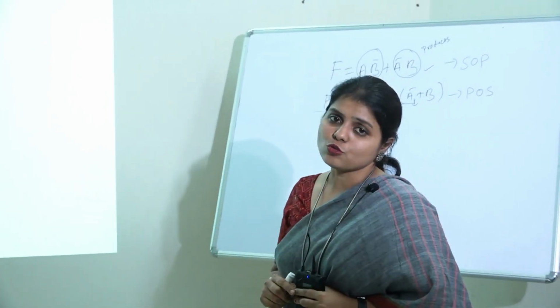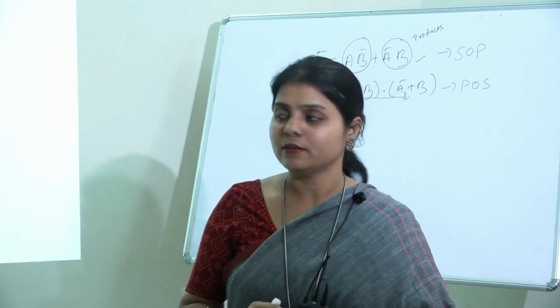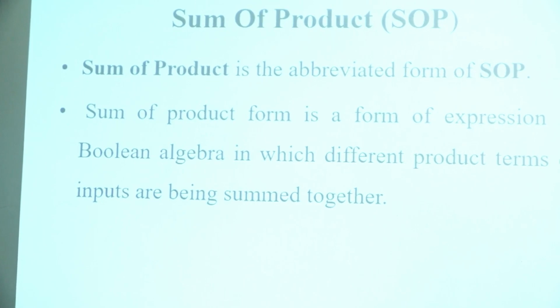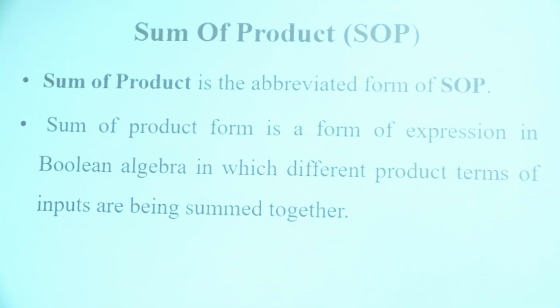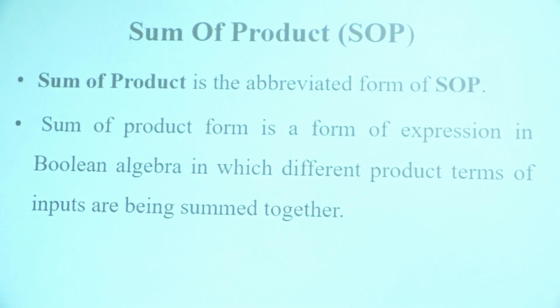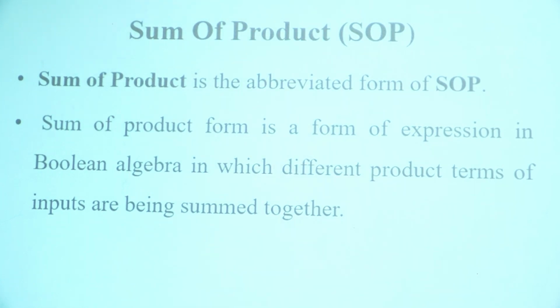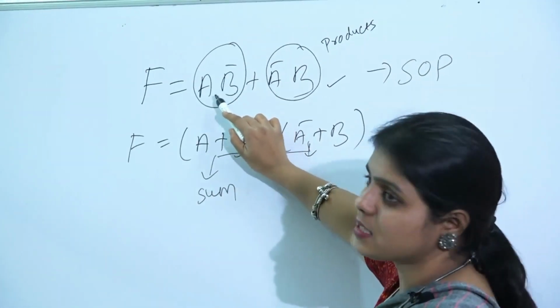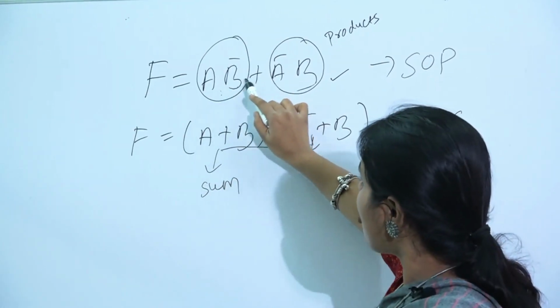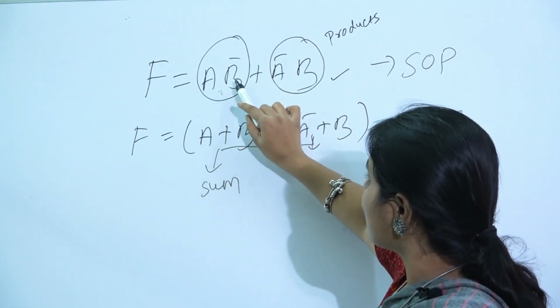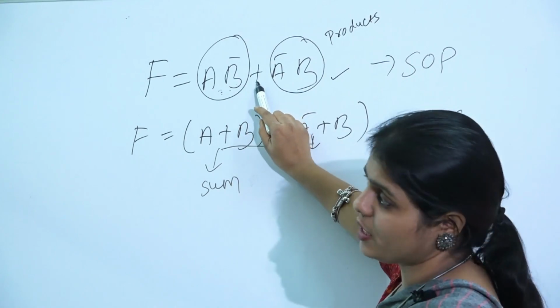Apart from these two, we are also going to study K-maps today. Next. Okay. Now first let's look into SOP. SOP, sum of products, is the abbreviated form. SOP is a form of expression in Boolean algebra in which different product terms of inputs are summed together. As I have shown you here, different product terms of inputs. Here the inputs are A and B, right?